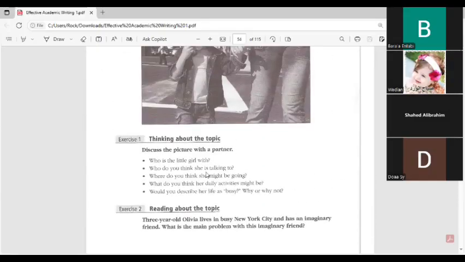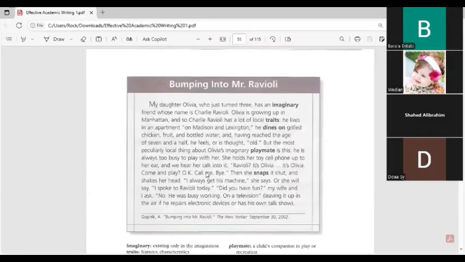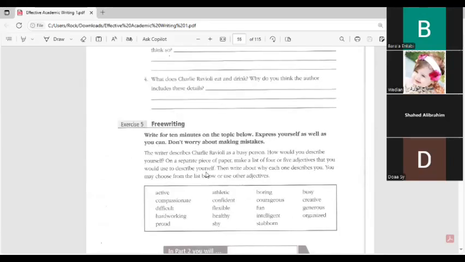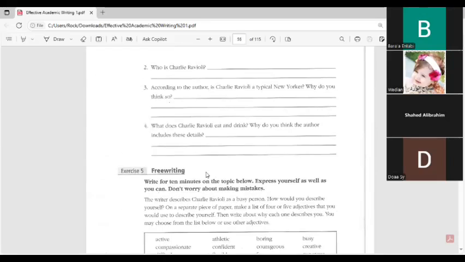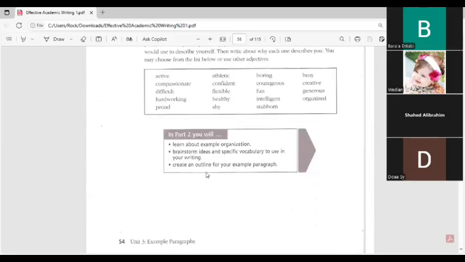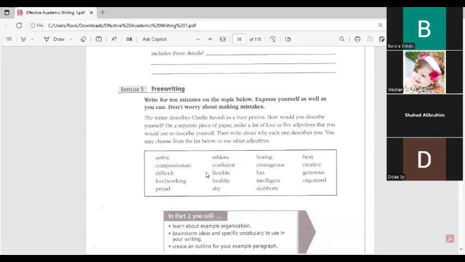Don't forget to write about your personality or characteristics. I will rewrite it in the group: exercise 5 on page 54. Try to choose one characteristic, or two characteristics. You need to add examples to enhance the trait that you have chosen.